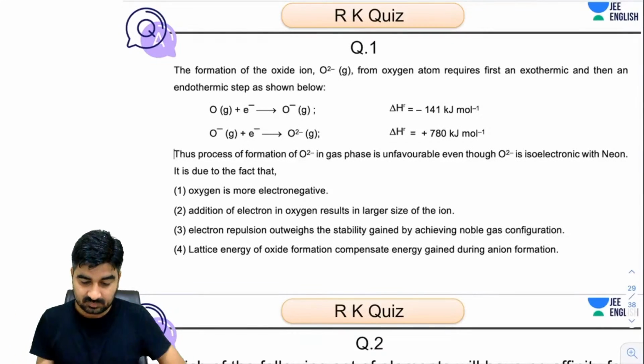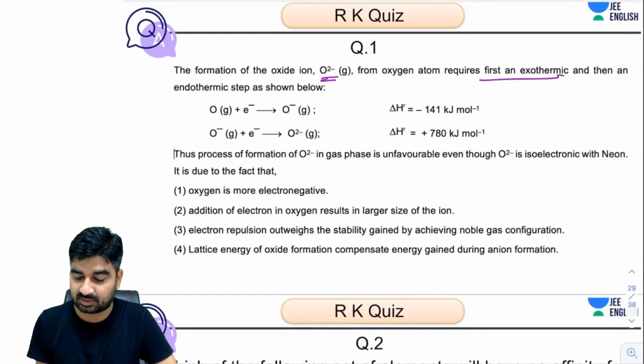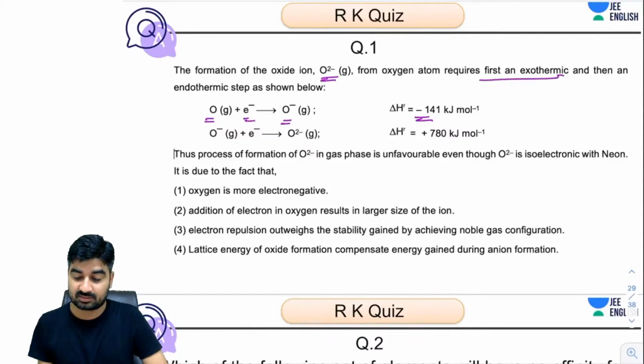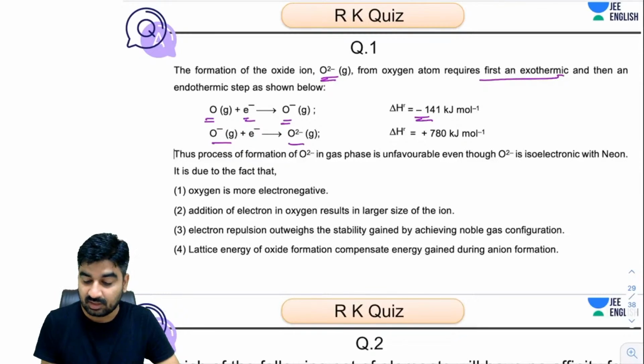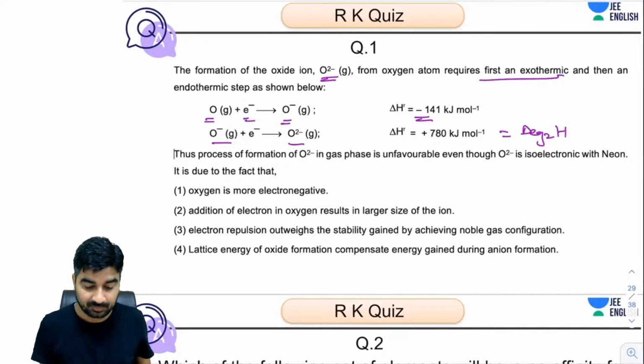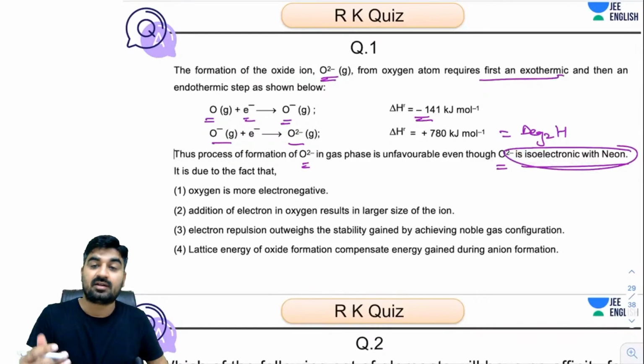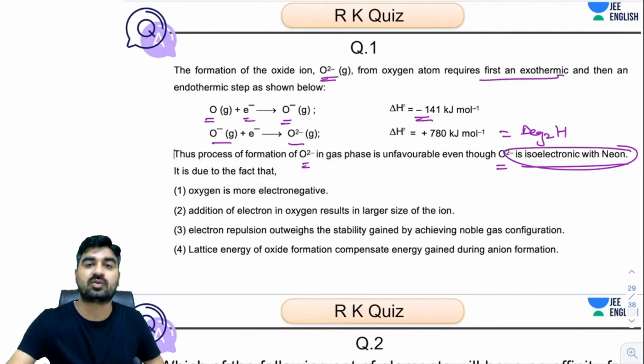Question number 1. The formation of oxide O2 minus gas from oxygen requires first an exothermic process. Yes, because when oxygen absorbs an electron, energy is released. And then an endothermic process, which is basically the second electron gain enthalpy. Thus, the process of formation of O2 minus gas is unfavorable even though O2 minus is isoelectronic with neon. Because after achieving one more electron, its configuration is like neon, so it should be maximally stable.